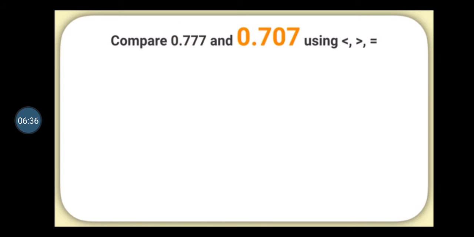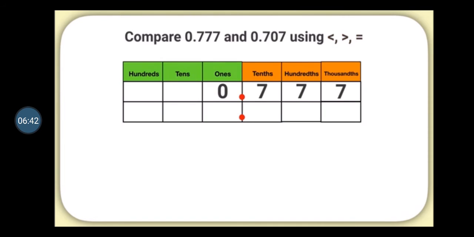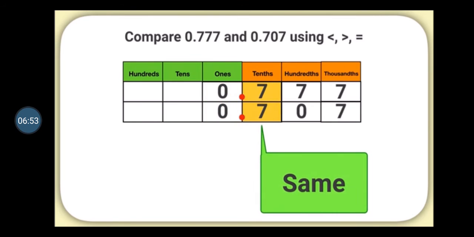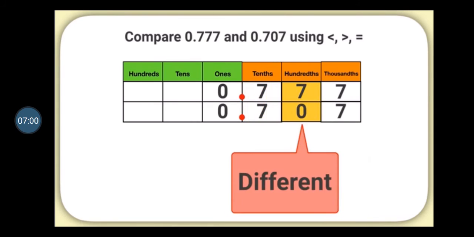Here is one more example. 0.777 and 0.707. We have to line up the digits according to their place value. Now see, 0 and 0 is same in the ones column. In the tenths column, 7 and 7 are same. In the hundredths column, 7 and 0, they both are different, and here we can decide that 7 is the bigger number.